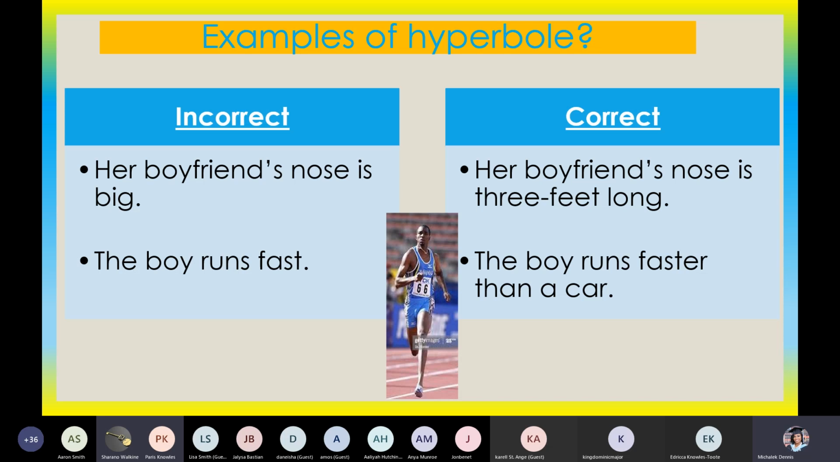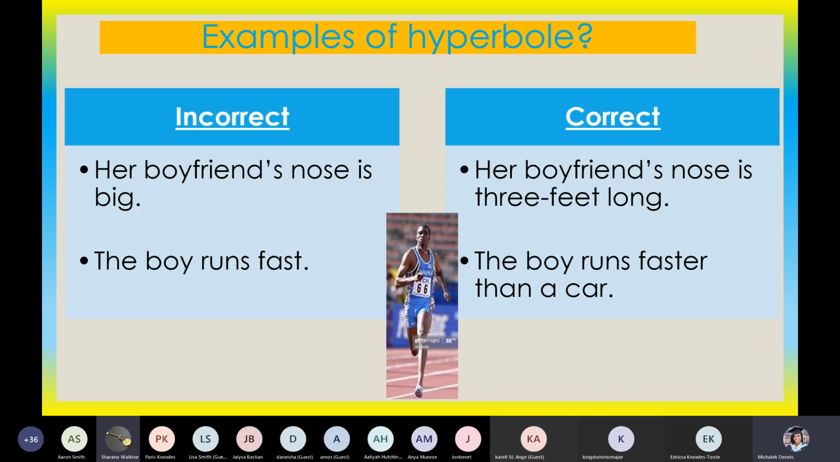Yes. The boy runs fast. Can that be taken literally? Yes. So they're incorrect. Now let's look at the correct way. Her boyfriend's nose is 3 feet long. Oh, come on. Wow. Now that's definitely exaggerated. Now you're really saying his nose is big, but you're not being literal.